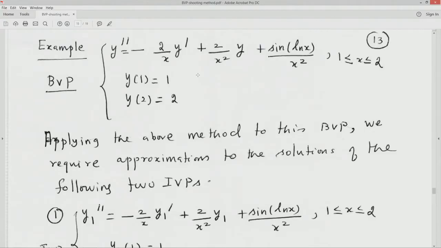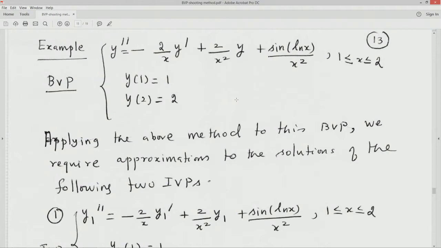In the last lecture, we understood the shooting technique for solving linear boundary value problems with Dirichlet boundary conditions. We will demonstrate this method for some examples in this class. Let us consider a linear boundary value problem, which is governed by this differential equation for x in the interval 1 to 2. And the Dirichlet boundary conditions are y of 1 is 1 and y of 2 is 2.